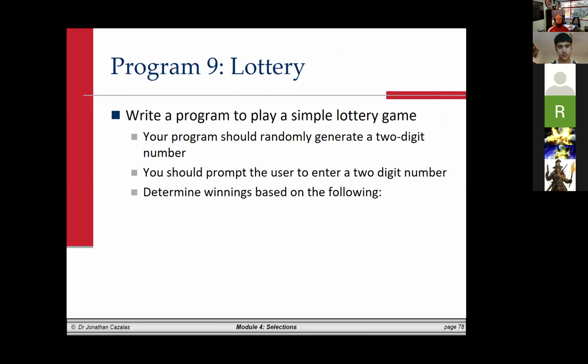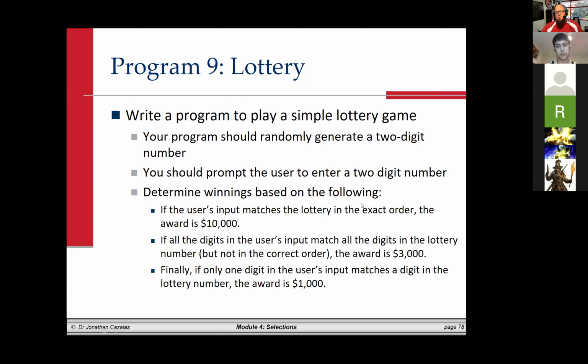So write a simple lottery game. Let's pretend you don't have to pay for this. It's just, yeah, it's a raffle. The meeting will end in 10 minutes. So we got the time. I got a prompt just now. Your program should randomly generate a 2-digit number. And again, please don't start coding this. Your program should randomly generate a 2-digit number. You should prompt the user to also enter a 2-digit number. And you need to determine winnings based on this awesome formula.